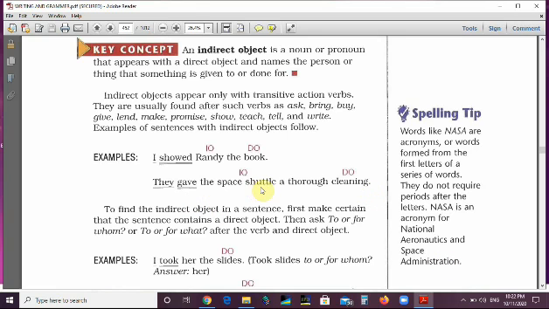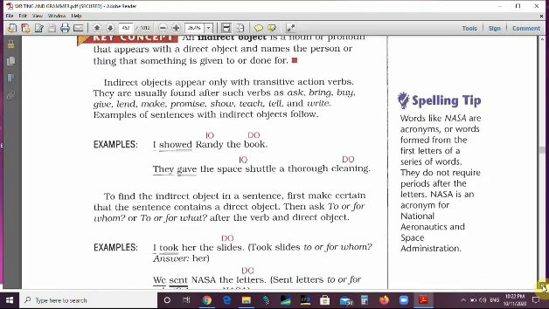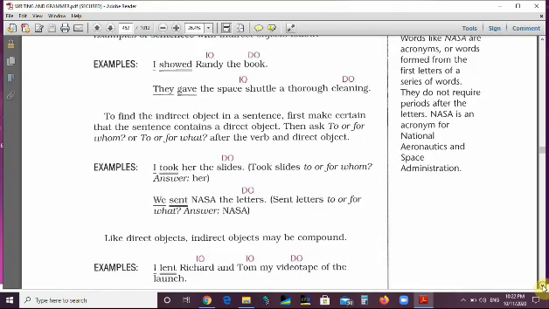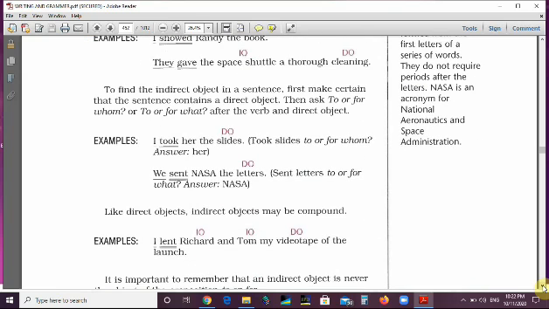They gave the space shuttle a thorough cleaning. They gave a thorough cleaning to the space shuttle. So the space shuttle here is the indirect object. To find the indirect object easily in a sentence, make certain that the sentence contains a direct object. Then ask to or for whom, or to or for what, after the verb and direct object.